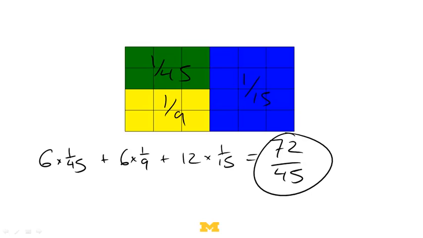We're going to have to change this a little bit. Because what does that mean? What does 72 over 45 mean? Is that bad? Is that good?